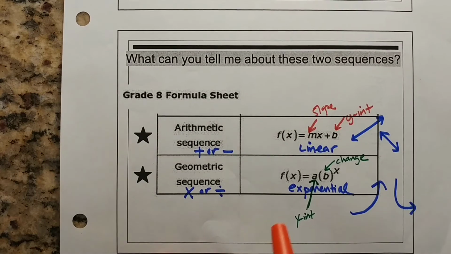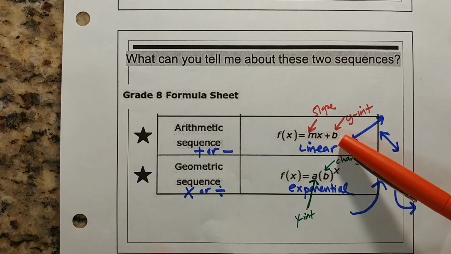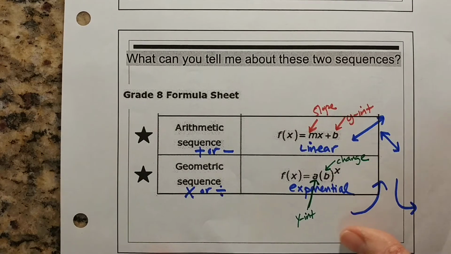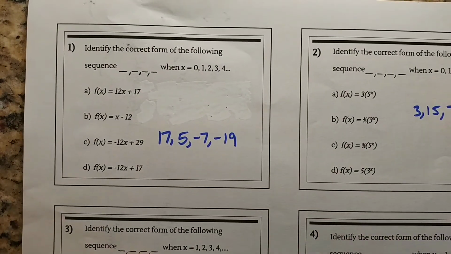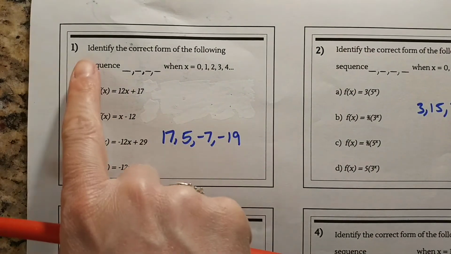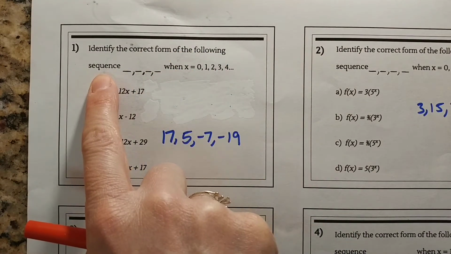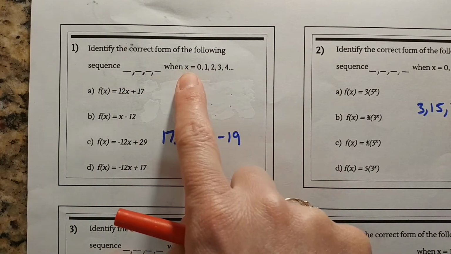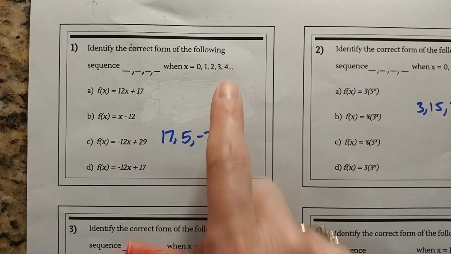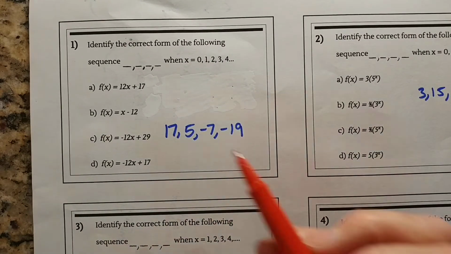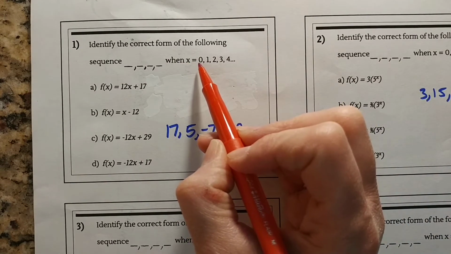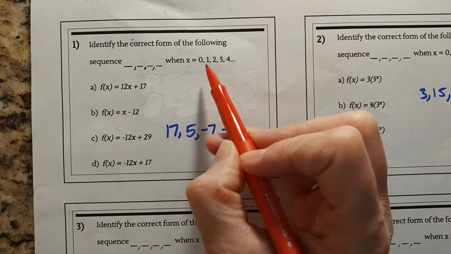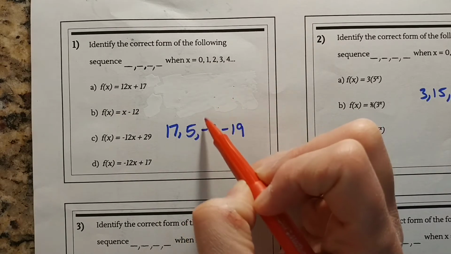Today we're going to be taking a look at some arithmetic and geometric sequences, and I'm going to ask you to write either a linear or an exponential function for them. The first one we'll take a look at is example number 1. It says to identify the correct form of the following sequence, given here, when x is 0, 1, 2, 3, and 4. So what that means is when they made the sequence, they plugged in 0 for x to get this term, 1 for x to get this term, and so on.